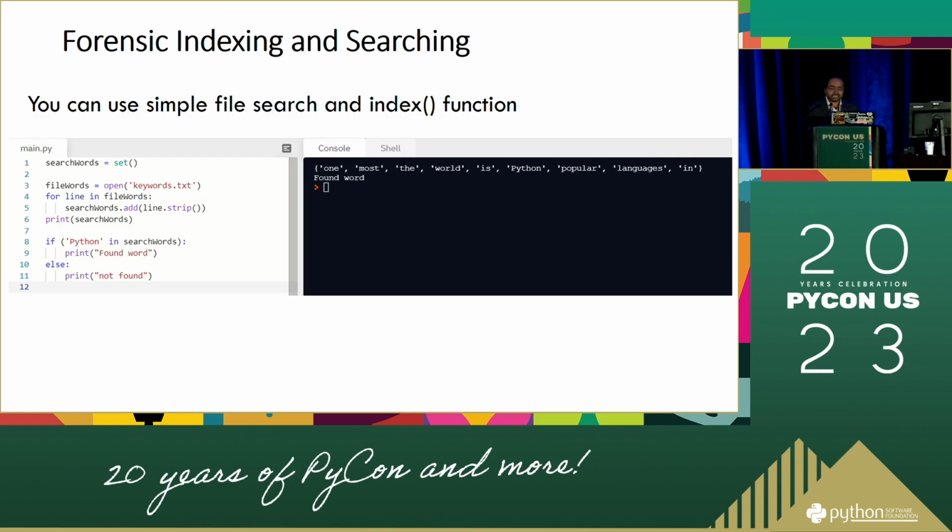The next is forensic indexing and searching. Now this is also very, very important. Whenever we take the snapshot or take control of the hard disk of the criminal, there is actually huge data, in terms of gigabytes or even terabytes. Here you really don't know what to search, right? It becomes very difficult. In that case, you can use simple file search and index functions in Python and try to find out the clues.